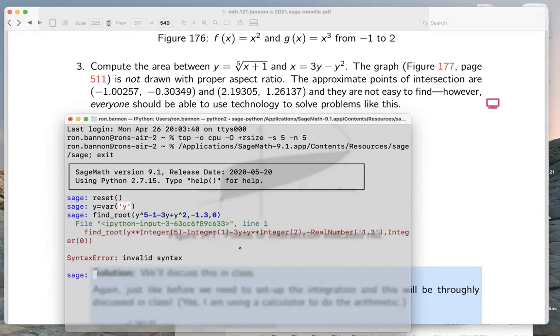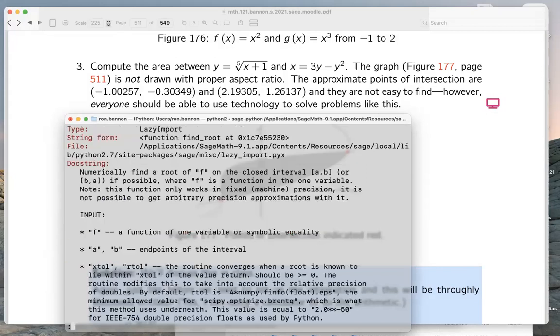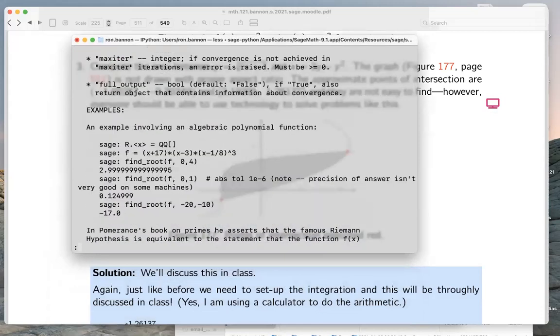You know what? I did wrong syntax over here. So what I'm going to do is I'll show you something. I'm going to do find root, and I'll put a question mark there. It'll tell me how to use the command. So let's take a look at that. And I'm looking at an example over here.